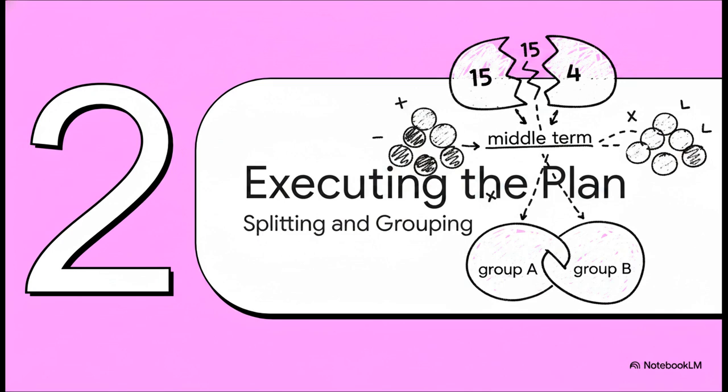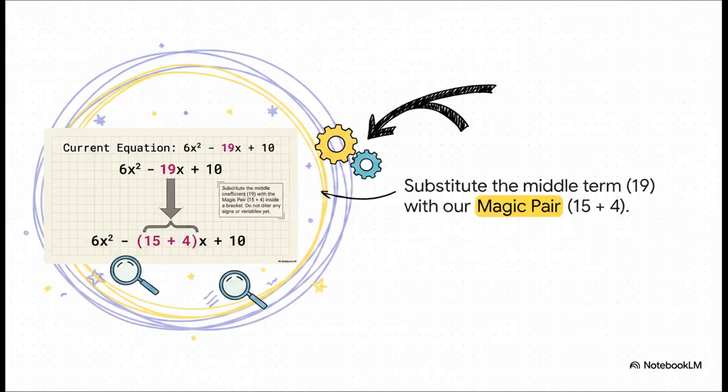So now we move to phase 2, executing the plan. It's time to put our magic pair to work and start breaking down that middle term. This right here is the split we've been talking about. We take our original equation, and right where that 19 used to be, we're just going to swap it out with our magic pair inside parentheses, 15 plus 4. Just notice, nothing else has changed. The 6x squared, the minus sign, the x, and the plus 10, they're all still exactly where they were. All we've done is trade 19 for 15 plus 4.